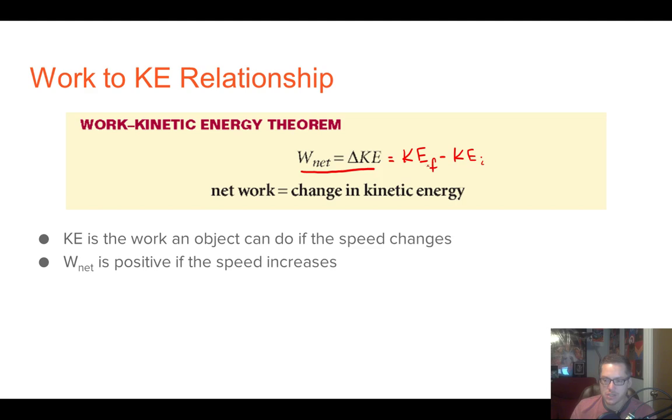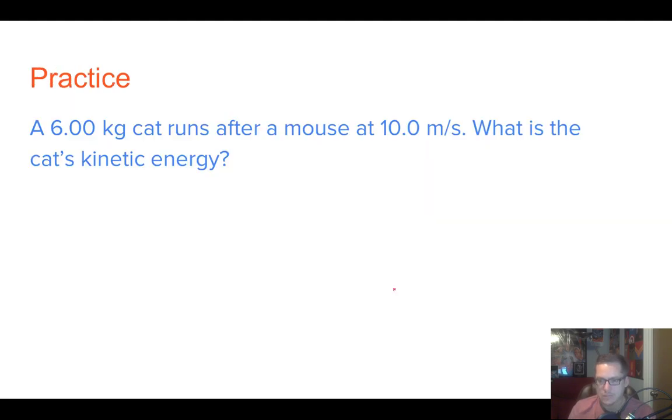If our speed is changing, then we'll have two different kinetic energies, one initially and one finally, and we can subtract them. If the speed increases, our work is positive, and if W net is negative, the speed decreases. Pretty sweet. Let's do a couple practice problems and call it a day.